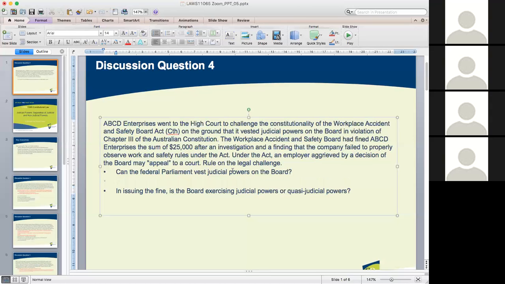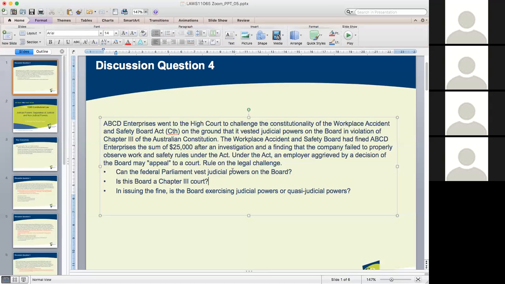Is this board a Chapter 3 court? That's the basic question. So we ask, is this board a Chapter 3 court? And then conversely, can federal Parliament vest judicial powers in a non-Chapter 3 court? So that's the legal issue.